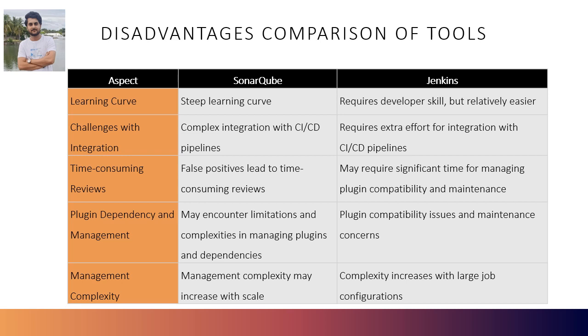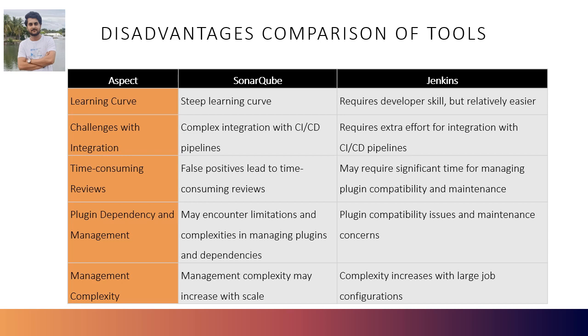Now looking at Jenkins, plugin compatibility issues and maintenance concerns. With an extensive catalog of plugins, Jenkins provides a rich ecosystem, but it also comes with the risk of plugin sprawl. Dependency conflicts or breaking changes in plugin updates can lead to significant maintenance challenges, and the task of keeping a Jenkins instance streamlined and up to date can be daunting.